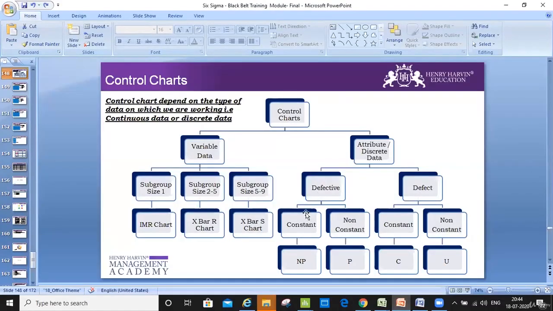So we have concluded defective constant NP, defective non-constant P, defect constant C, and defect non-constant U. Does anybody have any question? The variable control charts are a little more complicated than the attribute ones, but that is also very simple. If we understand it well, then we'll be able to remember it if you practice it regularly. But these are a little different from the attribute ones. So if you don't have any questions on the attribute ones, we can go to the variable ones.